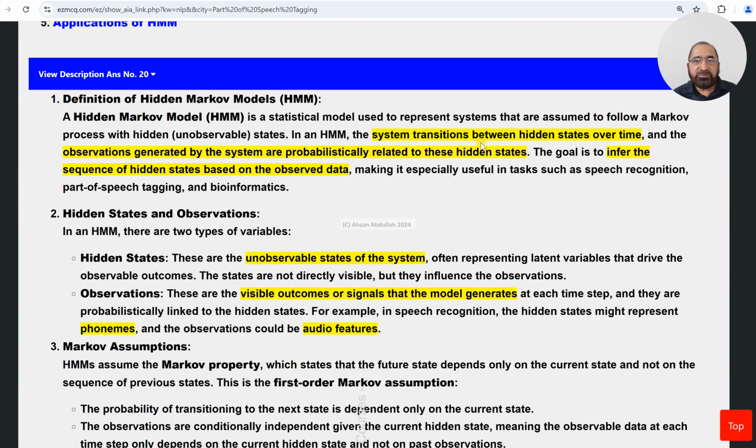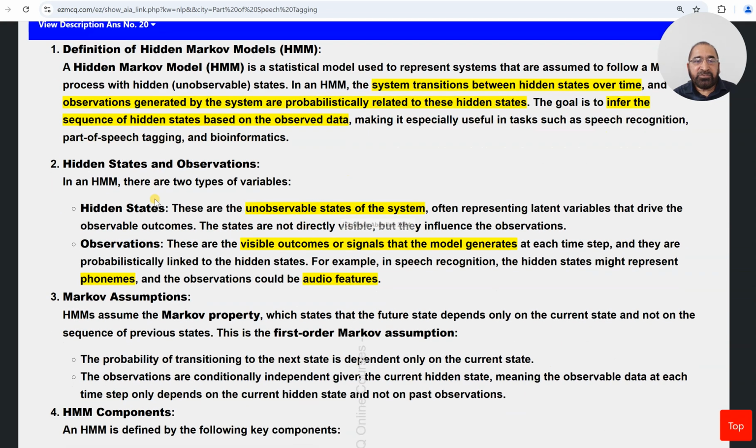So the system transitions between hidden states over time. The system moves between the hidden states, and the observations corresponding to those states are generated, which are probabilistically related to those hidden states. So we don't see the hidden states, we see the effect of the hidden states. Hidden states are unobservable states of the system. We cannot observe them. We can observe the outcome of those states.